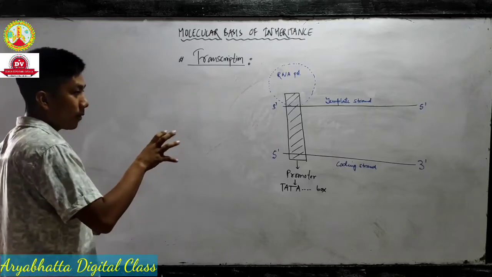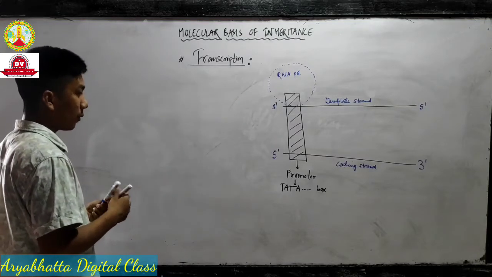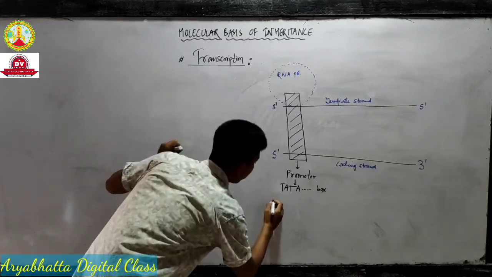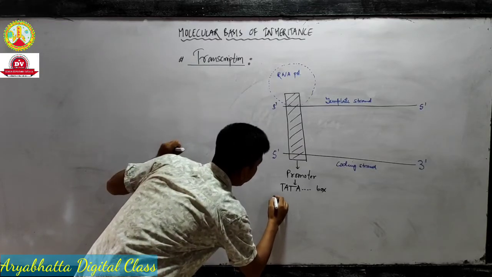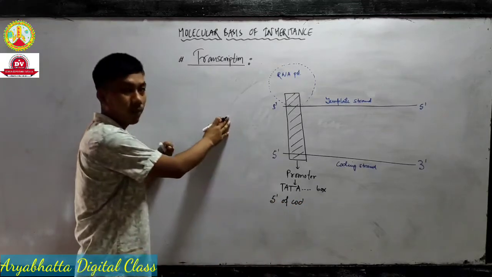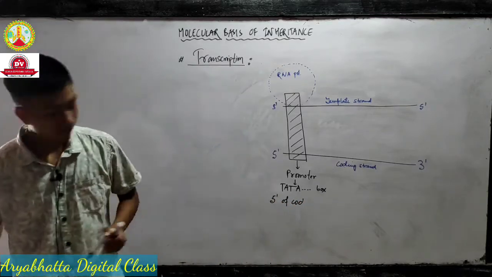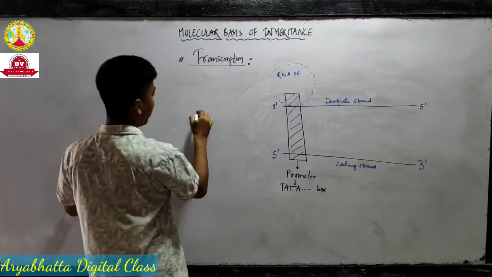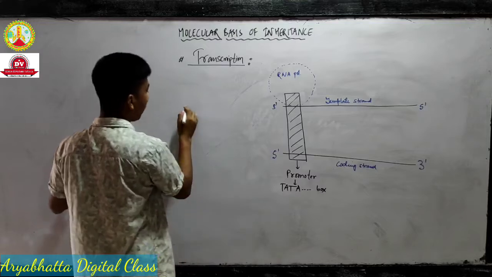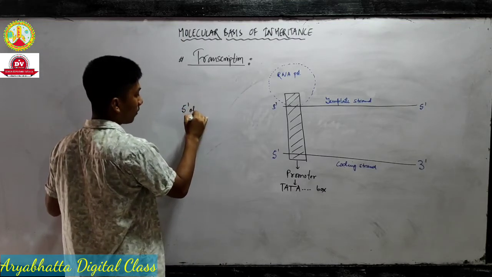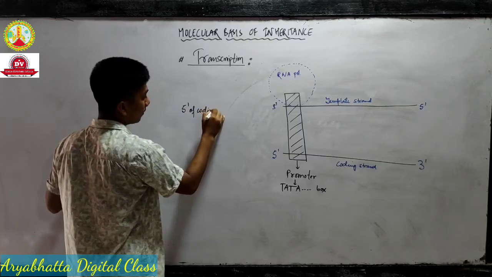Now where is the promoter? Where does the promoter bind? Let me write here. It binds towards the 5 prime of the coding strand, upstream.